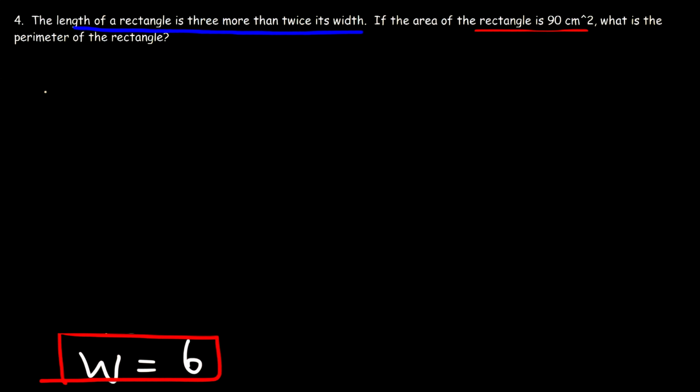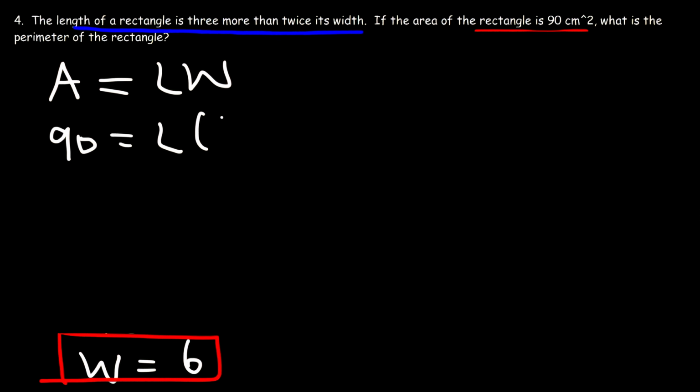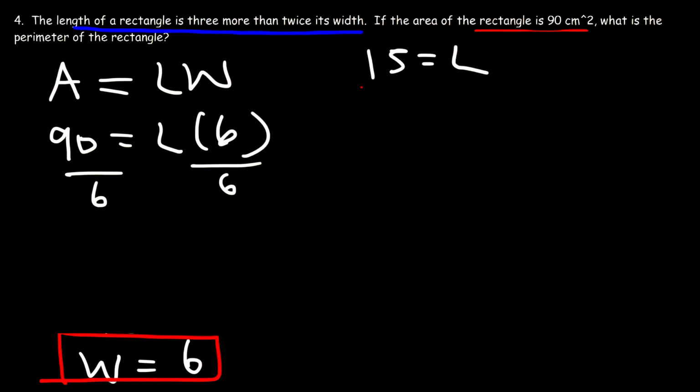So now that we have w, we can calculate L. Recall that the area is length times w, and the area is 90. The length, we don't know, but the width is 6. So dividing both sides by 6, 90 divided by 6 is 15. So that gives us the length of the rectangle.